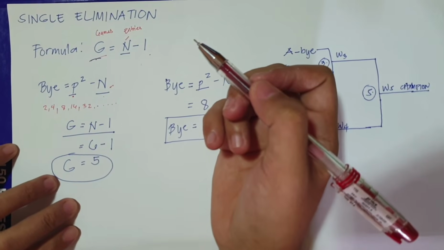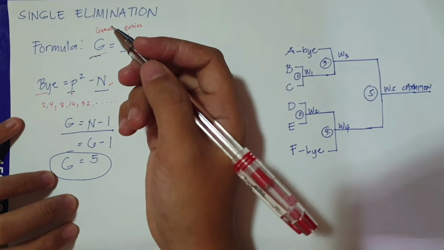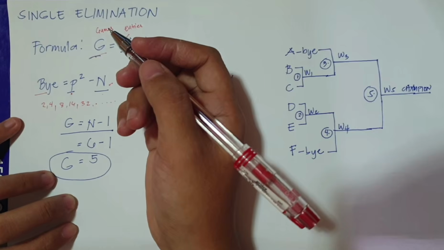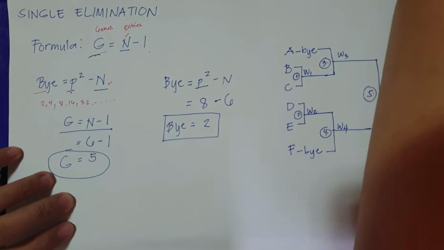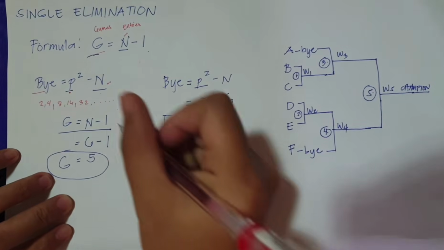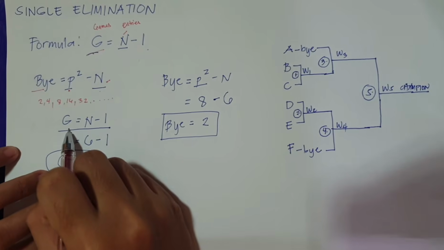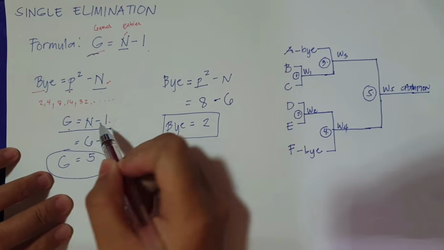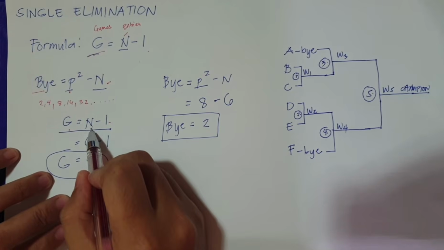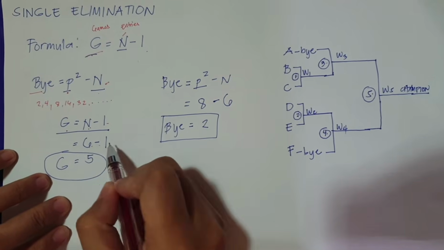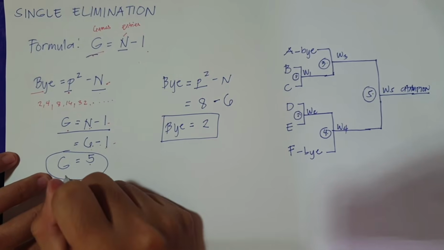Now, let's define what is a bye. A bye entitles a team to advance to the next round without playing, or they're able to play during the second round. Let's say, for example, there are 6 participating teams in softball. We're going to use the formula G equals n minus 1. We replace n with 6 since n stands for the number of entries. So 6 minus 1 equals 5. So there are 5 games.